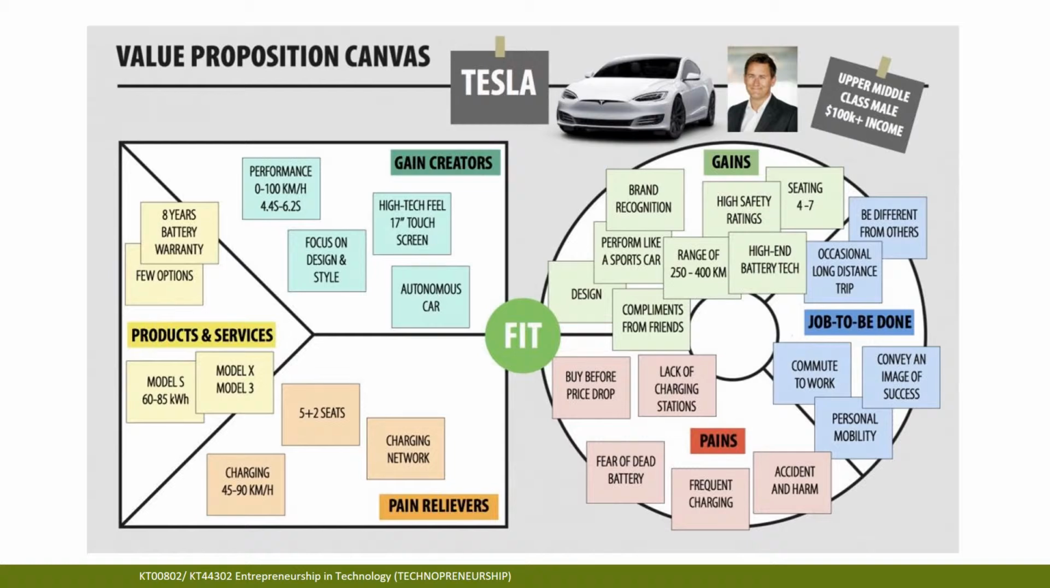Tesla understood very well the potential target audience for an electric car. You can see that the job to be done is to commute to work. But it is not only about that. Being different from others and conveying an image of success is an important social aspect of the job to be done for this customer segment. Besides that, the person wants to be comfortable while traveling long distances.